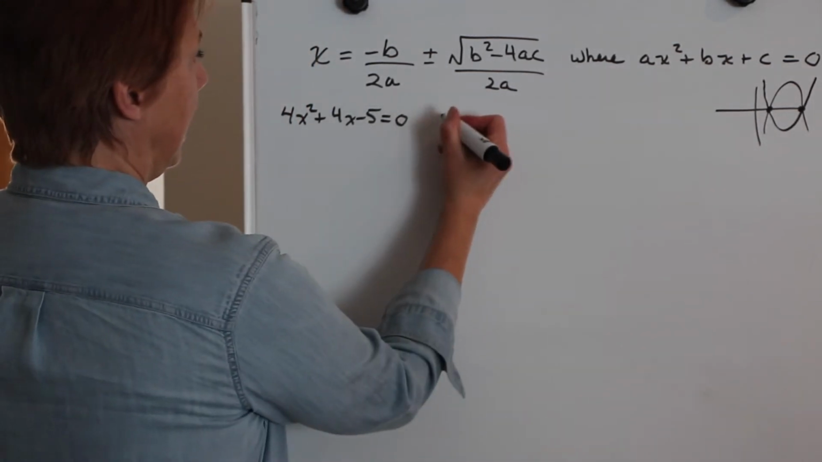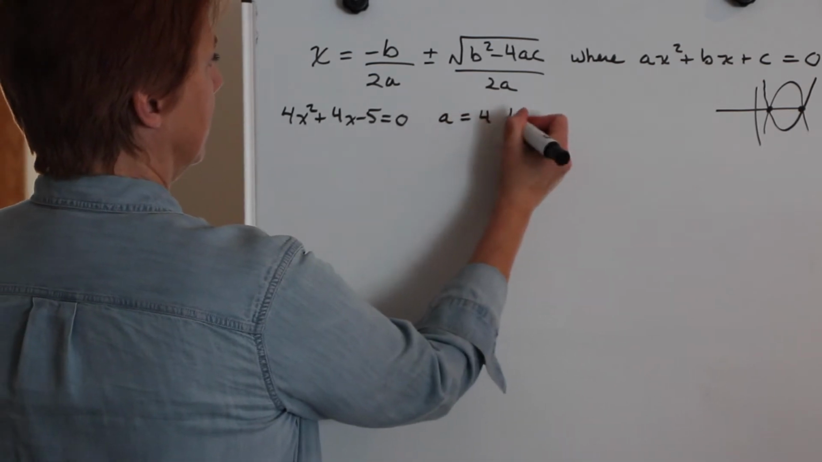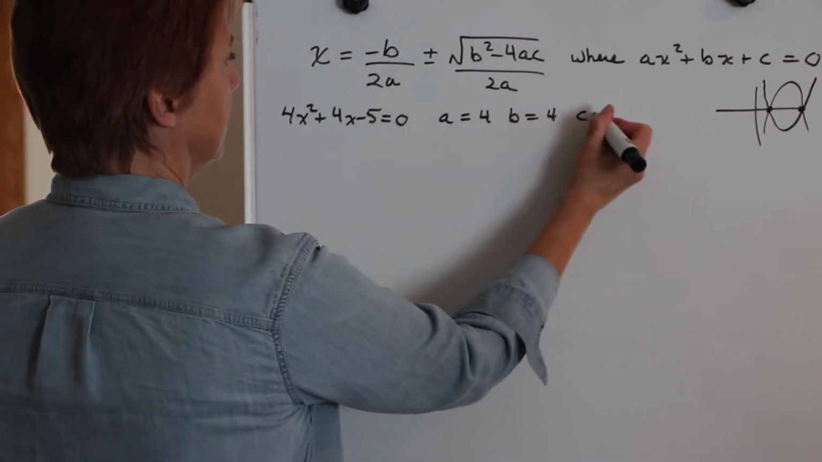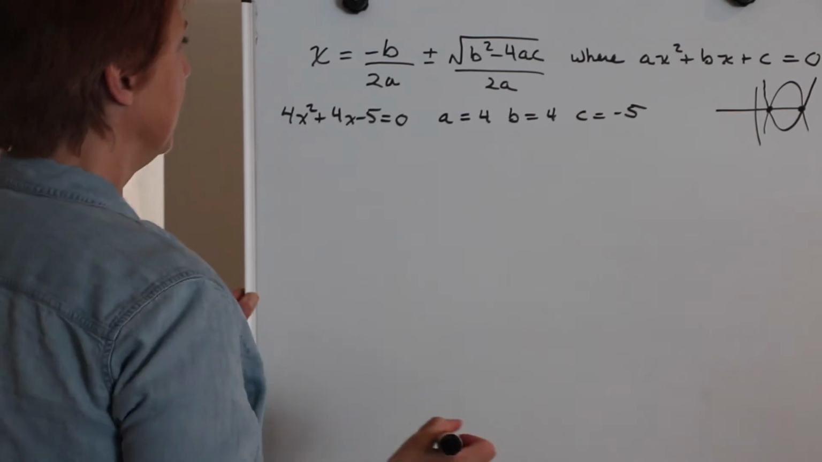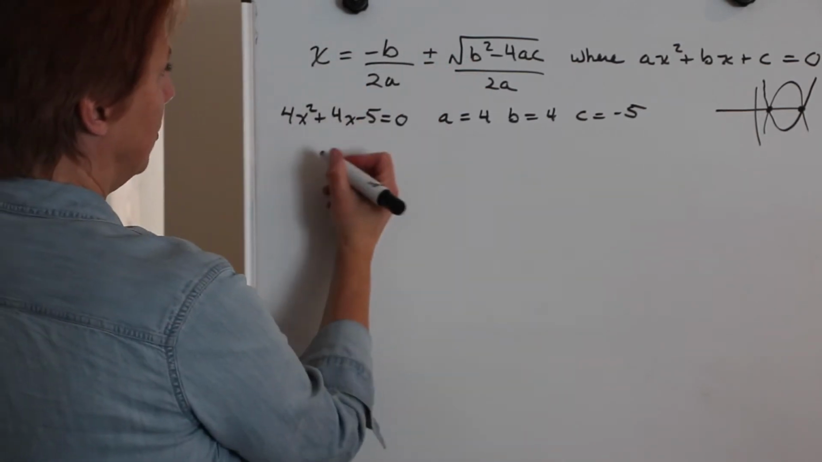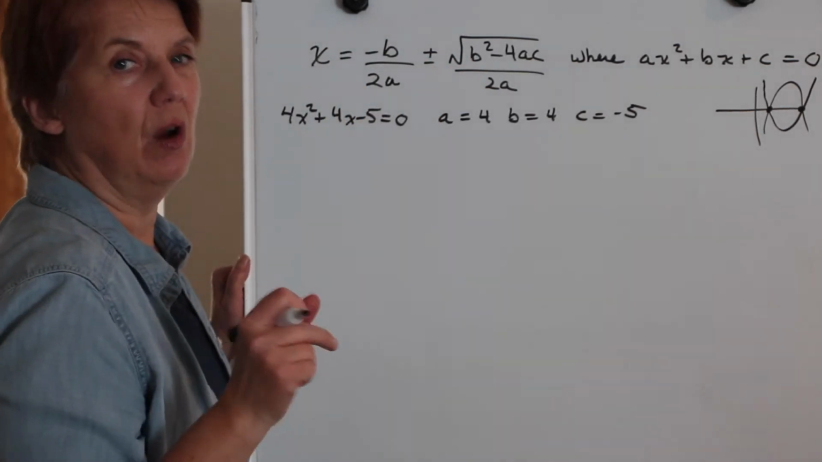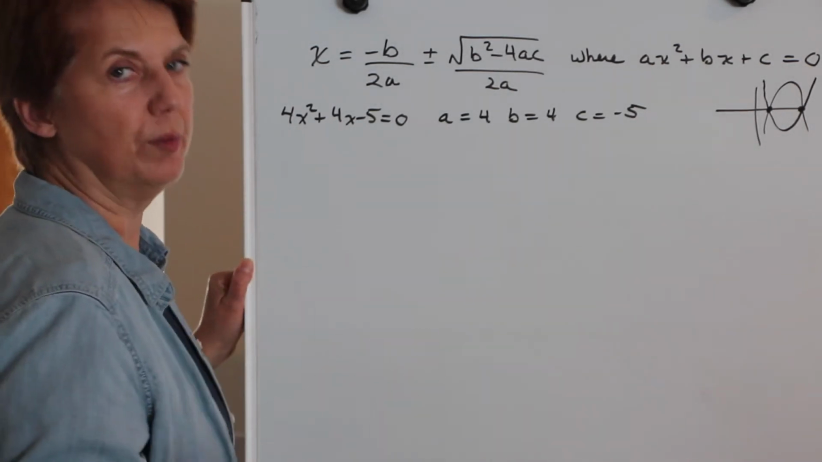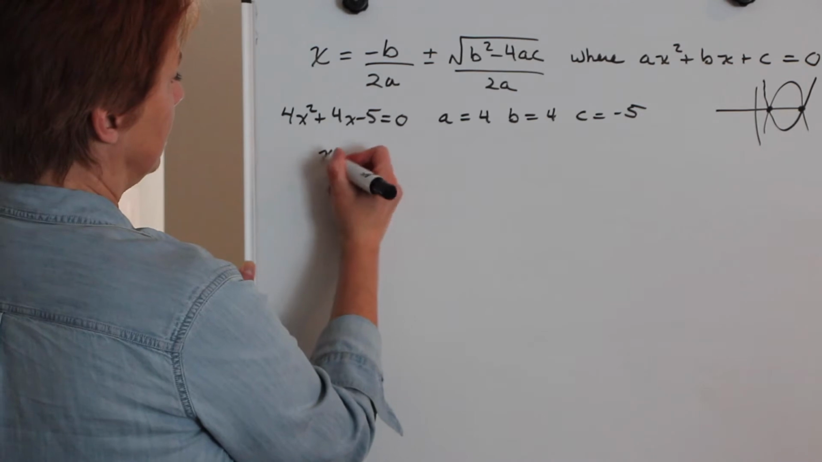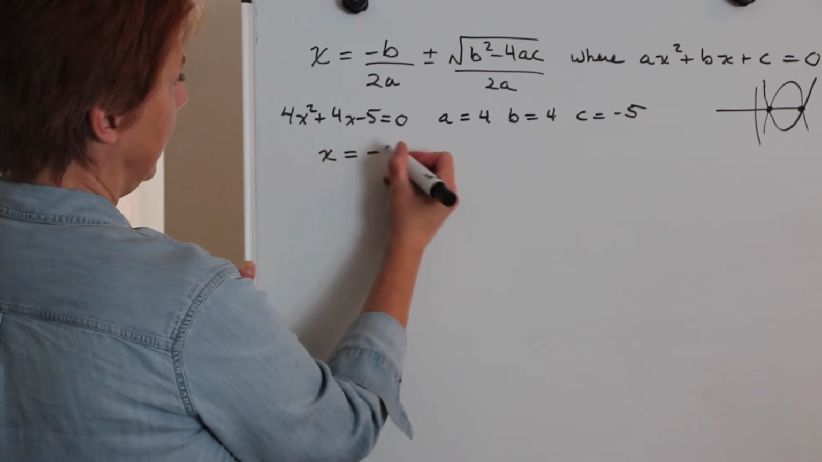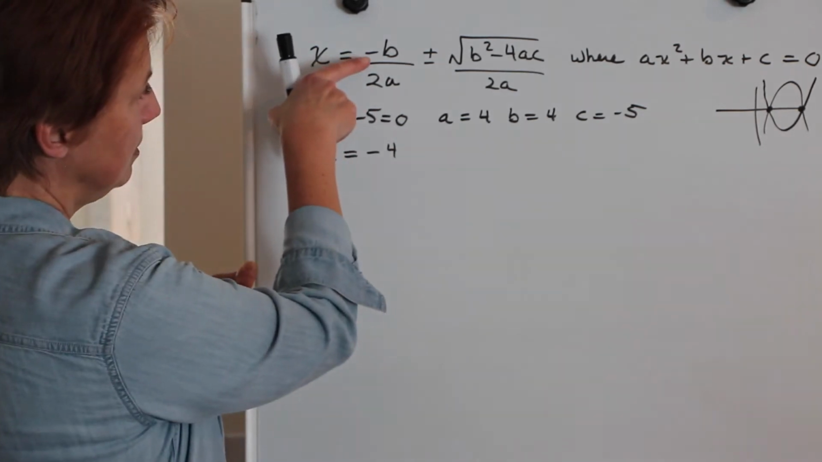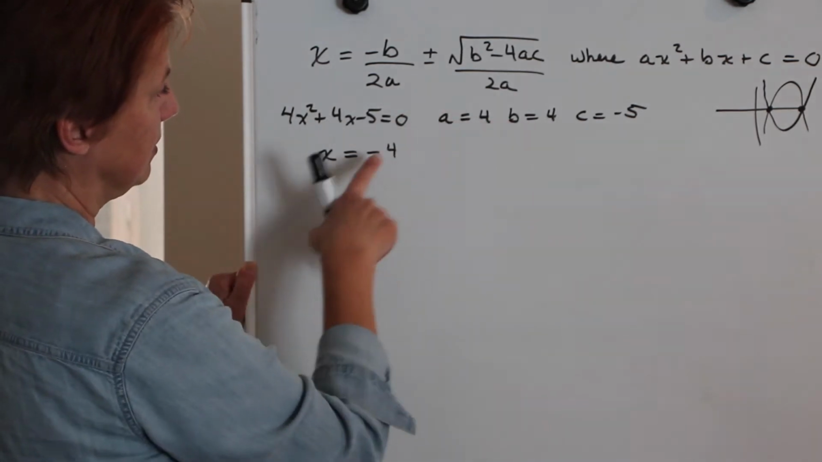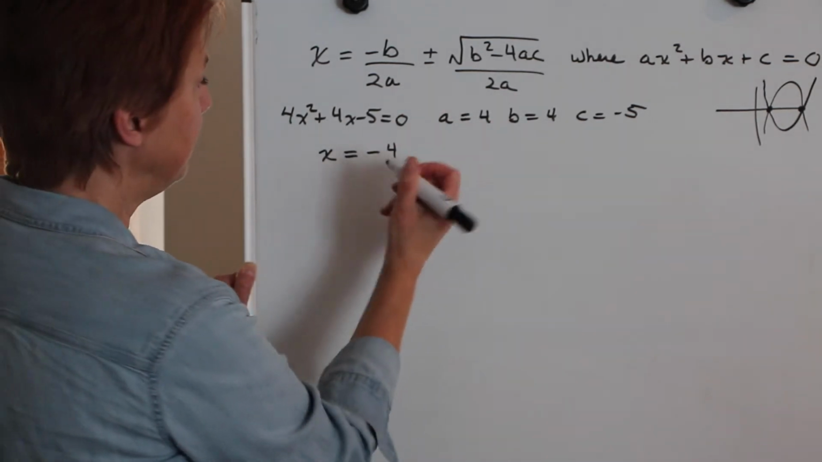So a is equal to 4, b is equal to 4, and c is equal to negative 5. I'm not going to write the formula again, but it's a good idea to write the formula often, because then you get it into your head and you don't forget it, and you don't need formula sheets all the time. So x is equal to negative 4. Now the formula has a negative, but my b is positive, so I don't need brackets there, okay?